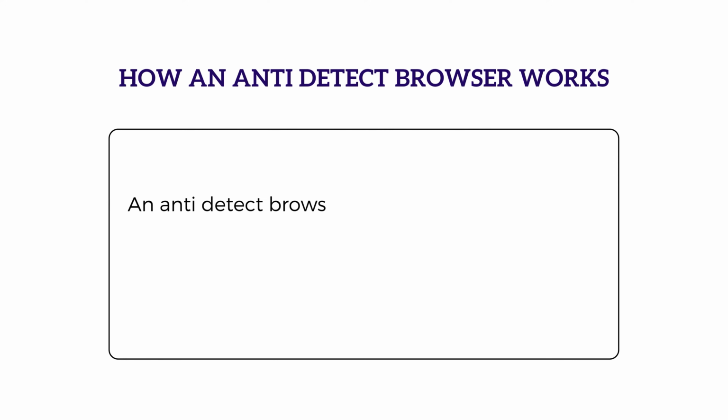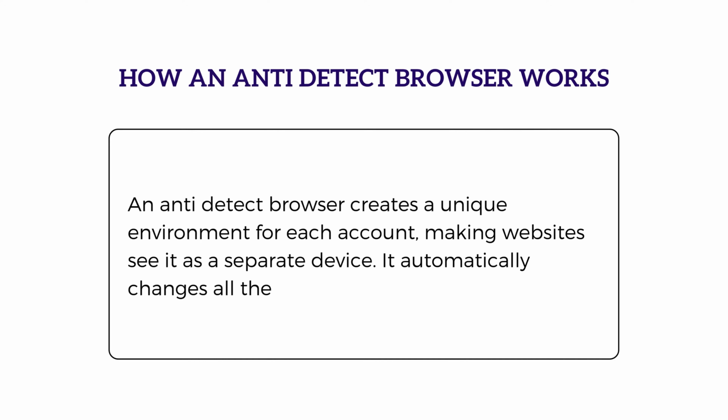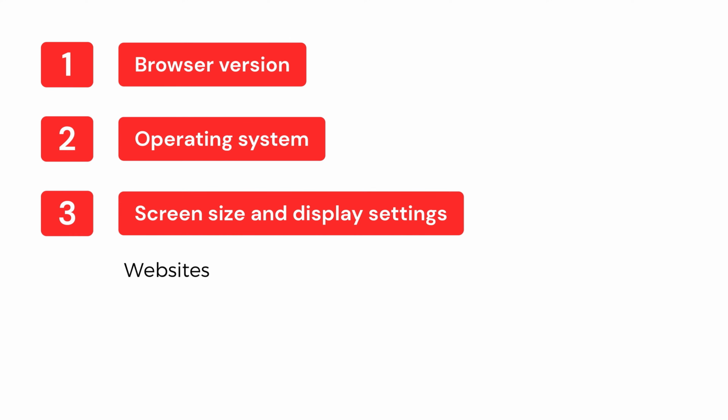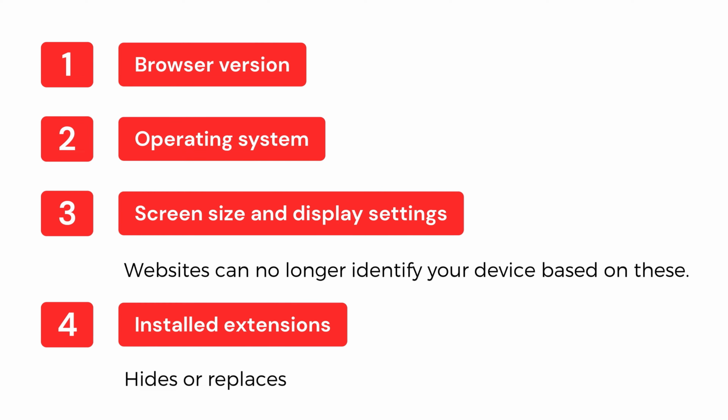An anti-detect browser creates a unique environment for each account, making websites see it as a separate device. So it automatically changes all the key technical parameters, including browser version, operating system, screen size and display settings, because websites can no longer identify your device based on these. It also changes installed extensions, hides or replaces them so that they don't give you away. System language and time zone are usually matched with the location which you have chosen inside Gologin. And by using proxies, you can change your browser location.